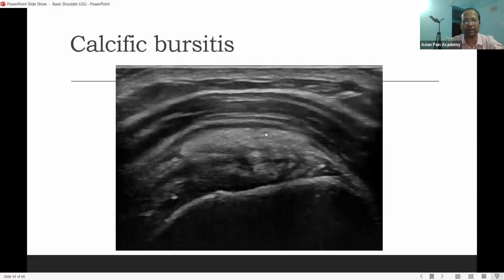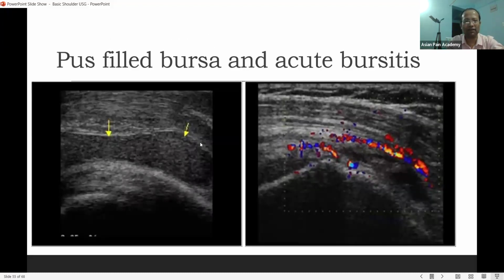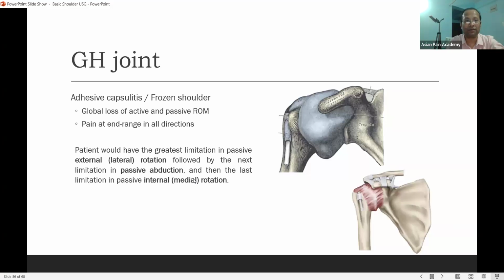Calcific bursitis, here also calcification can occur in the bursa area. You can see both the layers. This is one layer, this is two layer. Okay, layer 2. Between them, there is calcification. Pus filled bursa. So this can happen iatrogenically after intervention, if you inject some bacteria, then the patient can come with pus.